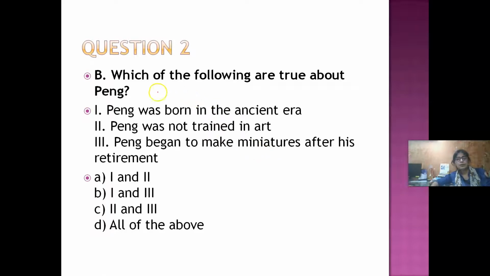Now, second question: which of the following are true about Peng? Peng was born in the ancient era. Peng was not trained in art. Peng began to make miniatures after his retirement. So we have learned he was not born in the ancient era. He was born in Sijing. Peng was not trained. Yes, he was not trained. He started to make miniatures, yes, after the retirement. So 2 and 3 are the correct answers. So C is the correct answer.